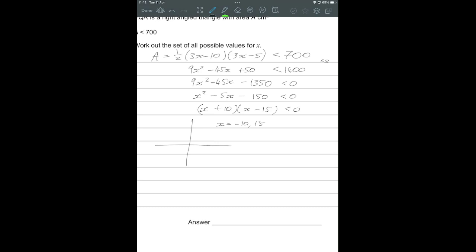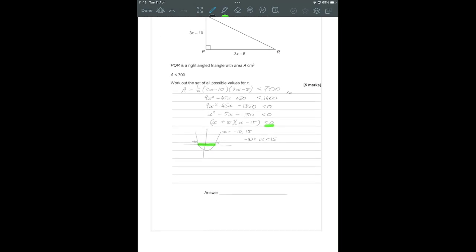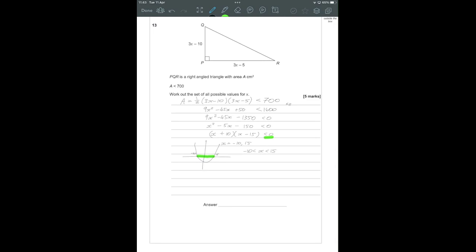Well, now we need to have a quick look at the graph. And we have our negative 10 and our 15 roots. We care about where the graph is below the axis, the x-axis. So this is saying negative 10 is less than x is less than 15. Now you might be tempted to put that as your final answer.